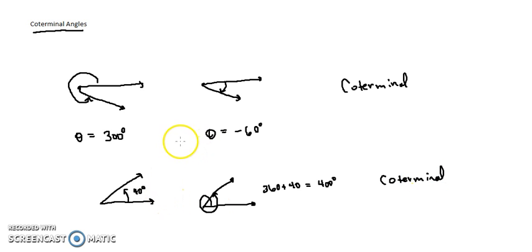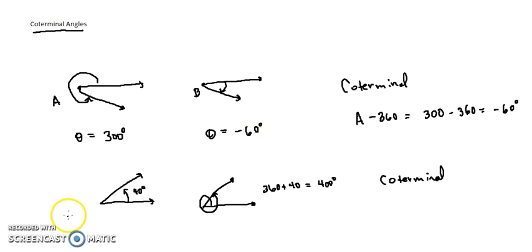Okay, if we don't have the picture, you can tell this because they differ by 360 degrees. So either I add 360 to one, or I subtract 360 from one, or a multiple of 360, because we could go around a few times, and you should get the other one. So for this one, let's say this is A and this is B. If I do A minus 360, that's 300 minus 360. I get negative 60, and that is the same as B.